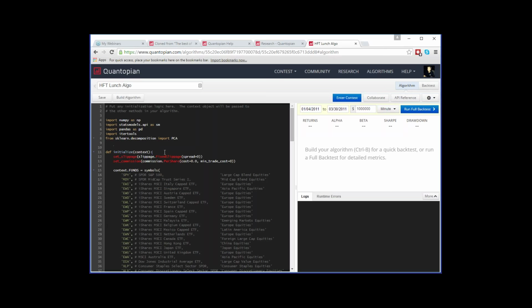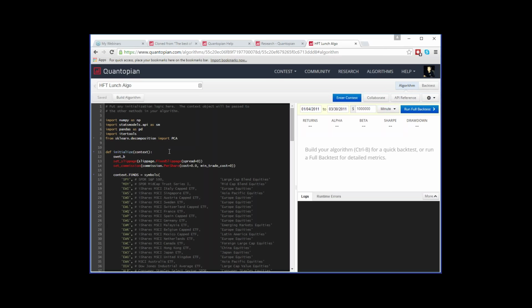So here you could actually just write set_benchmark, and we should have a pop-up for you. If you wanted Tesla, I guess you'd have to do the benchmark and then add a symbol.